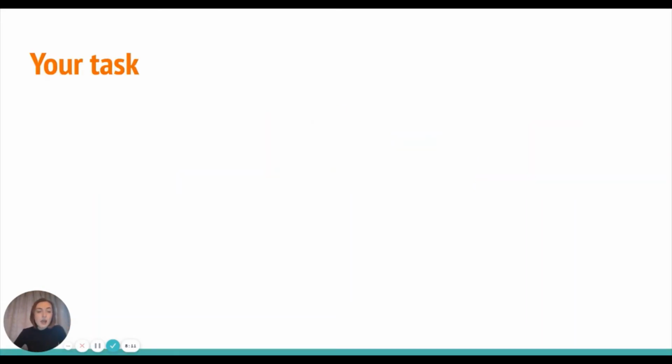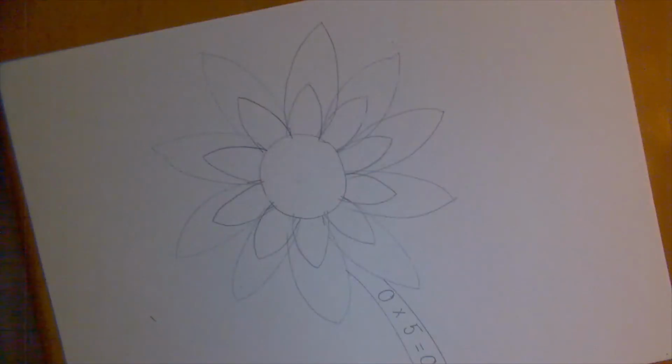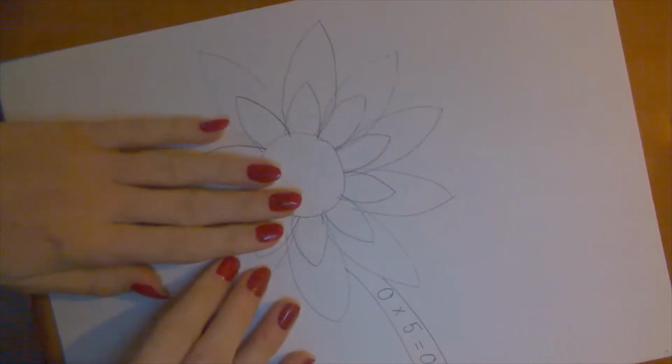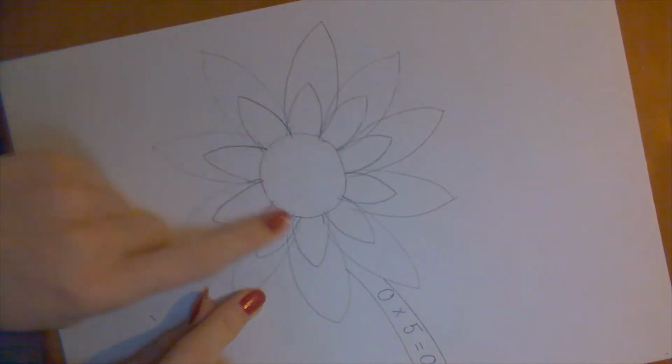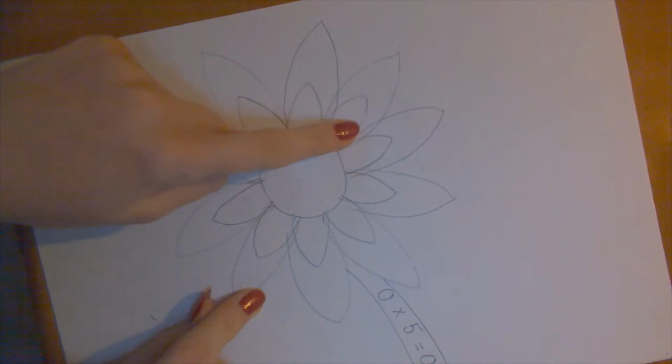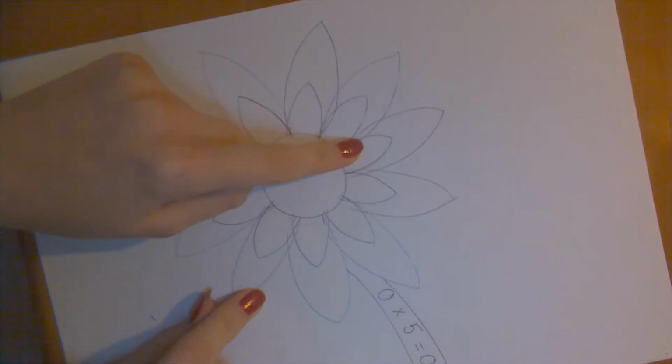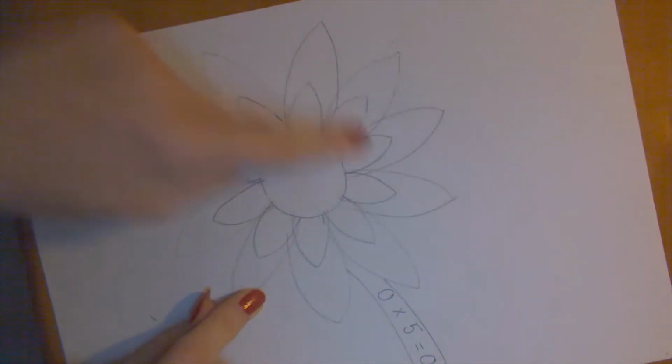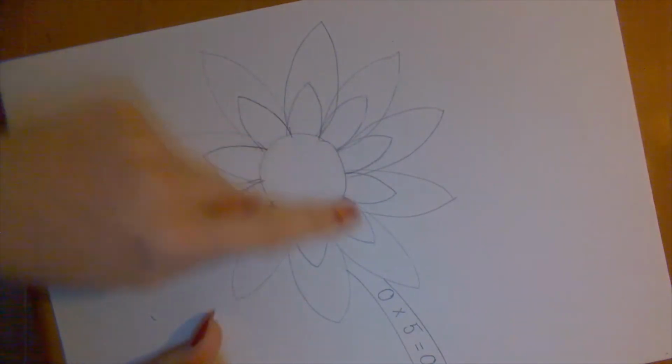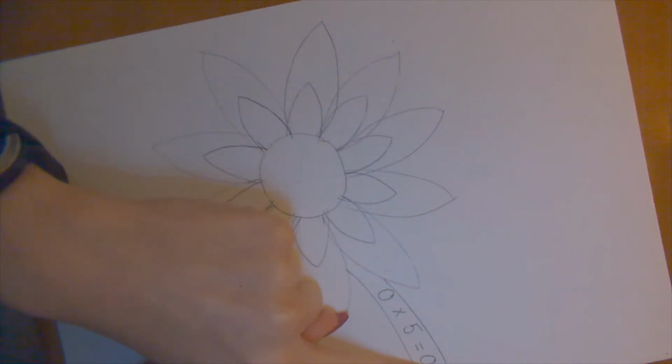I'm now going to show you how to complete your first task. When you've done that task, there's then also some complete the sentences on Google Classrooms. I'm going to show you now how to make your own multiplication flower. All I have done to start with is to draw a flower in the middle of my page, and I've given it 10 petals around the outside, and then inside each petal I've drawn a smaller petal. So a flower, 10 petals with 10 smaller petals inside, and I've given it a stem as well.